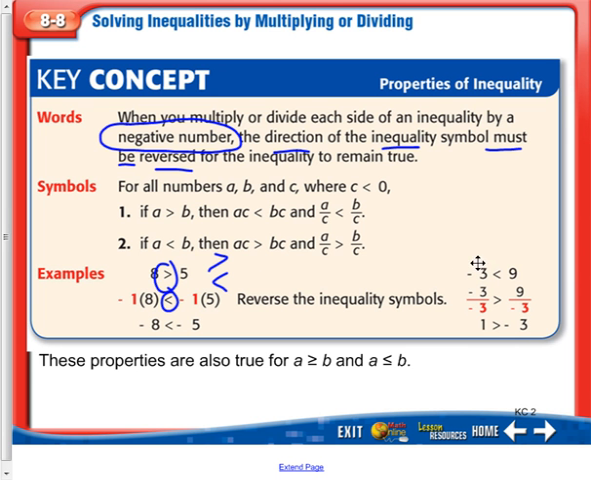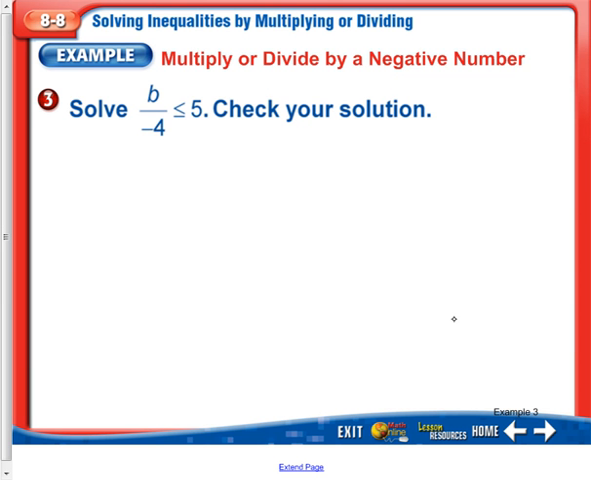Take a look over here. Negative 3 is less than 9. Okay, it is less than right now. And then as soon as you divide by negative 3, it flips to greater than. So this is the one time that the symbol does change.